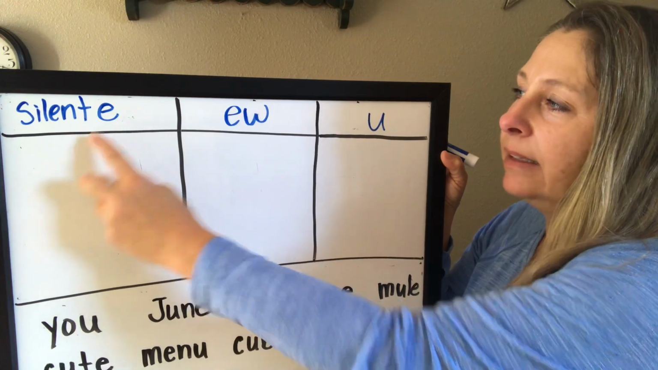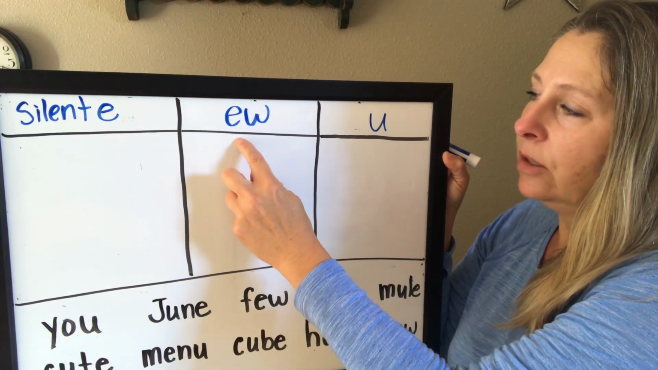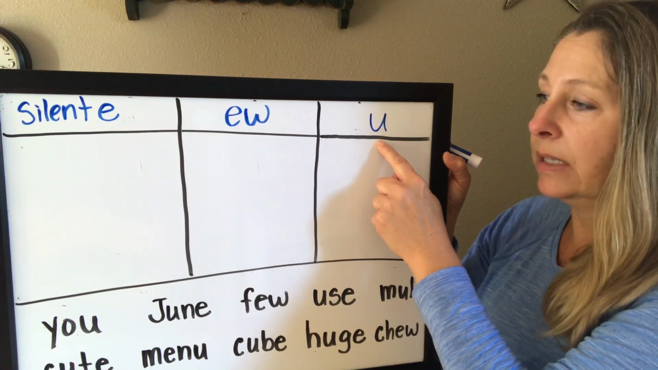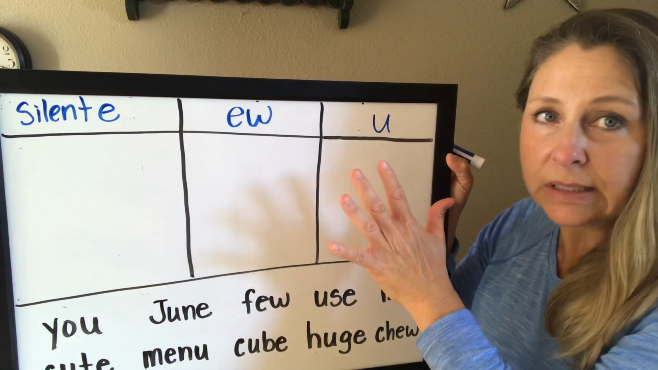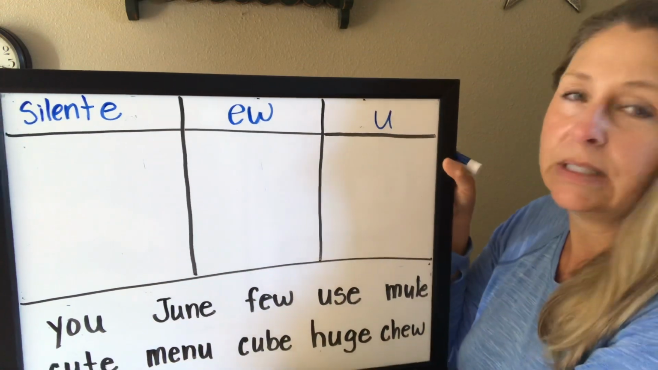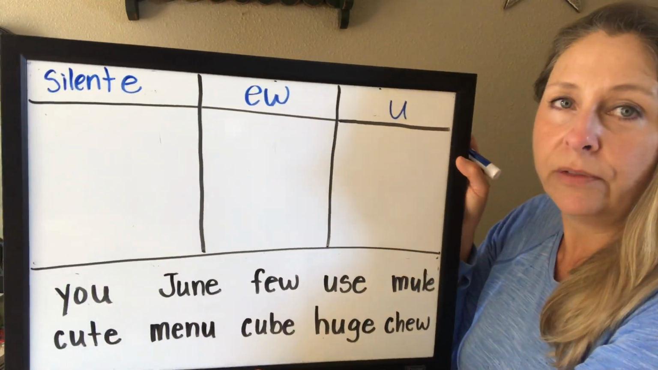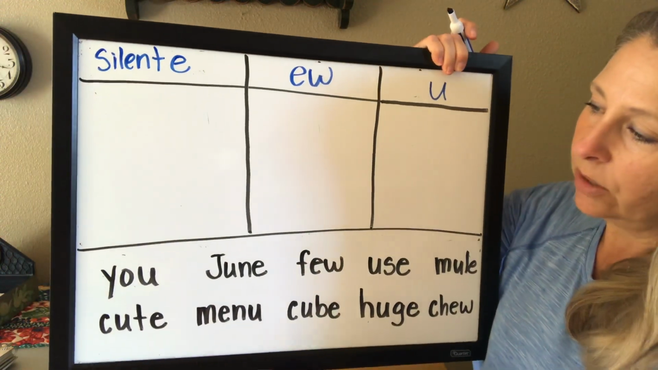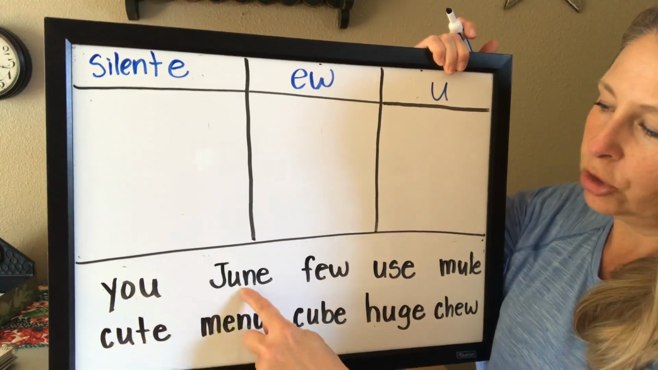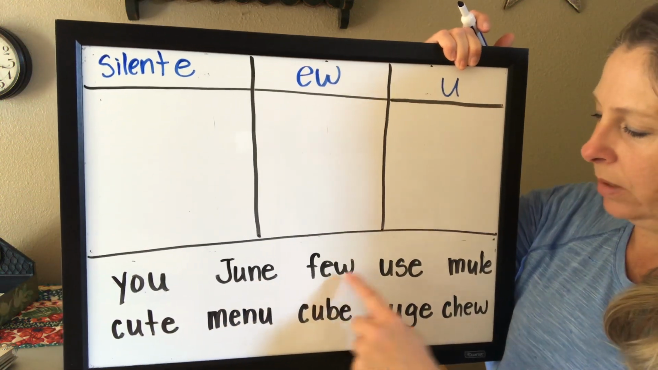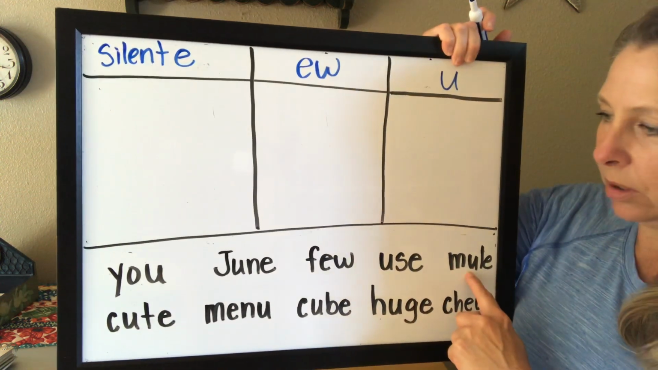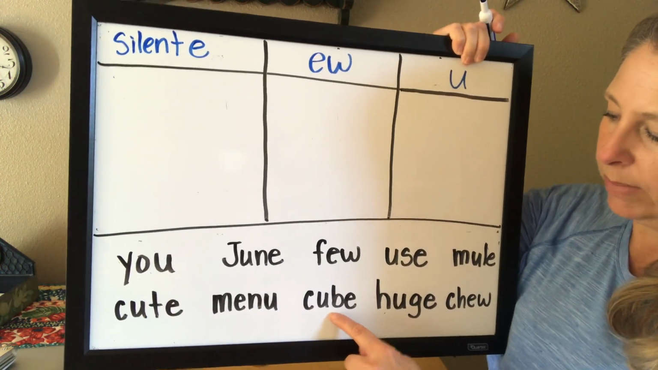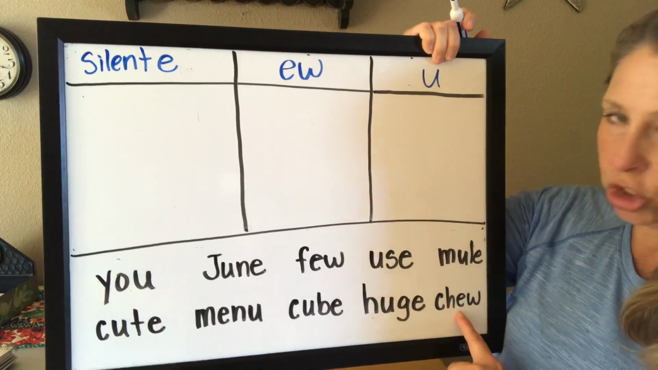All right. So, silent E, EW saying the U sound, and then U at the end of a word by itself will make the U sound also. So let's just do a little scavenger hunt on these words down here below, and we'll figure out which word belongs in which category, okay? So we have the words you, June, few, use, mule, cute, menu, cube, huge, and chew.